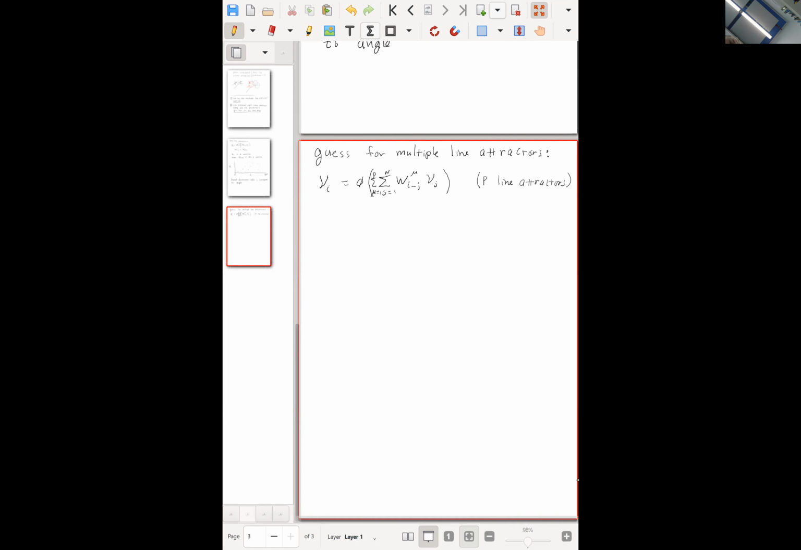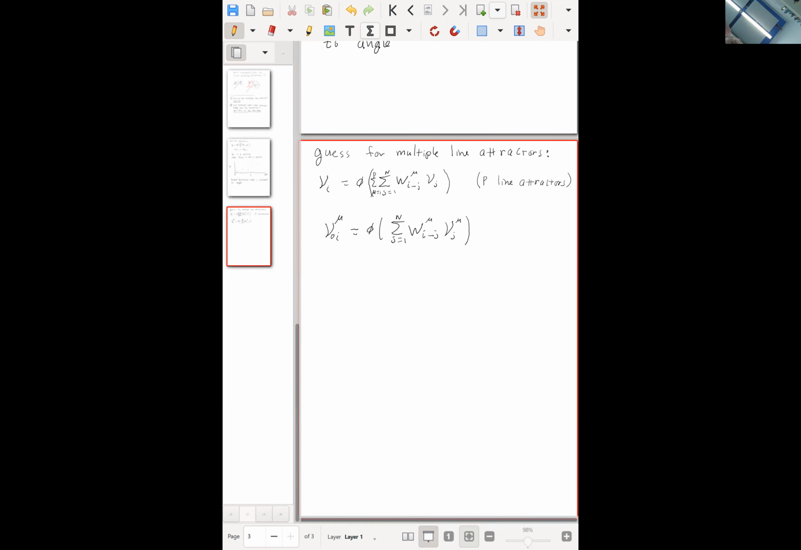Okay, and these weights w_{i-j}^mu are chosen so that each of these is a line attractor. Actually, I'm going to put a mu: nu_i^mu equals phi of the sum j equals 1 to n of w_{i-j}^mu nu_j^mu.